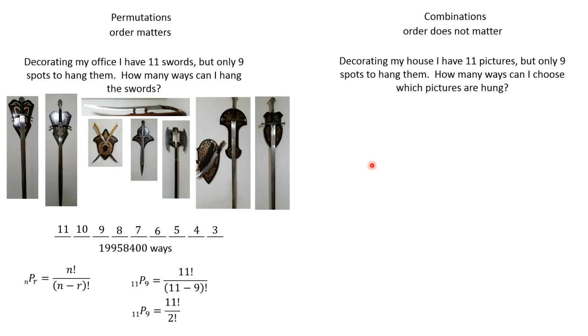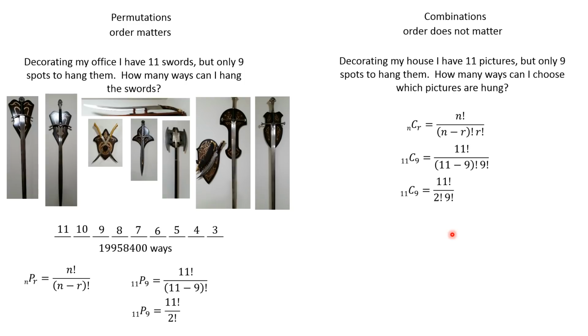And so our formula for this is very similar to the permutation one. We just have another r factorial in the denominator. So in our case, we have 11 choose. That's what the C is. 11 choose 9. And notice choose is in the question pretty much every time. 11 choose 9 is going to be 11 factorial over 11 minus 9 factorial times that extra 9 factorial. We can simplify the 11 minus 9 to be 2 factorial. And now we can plug this into our calculator.